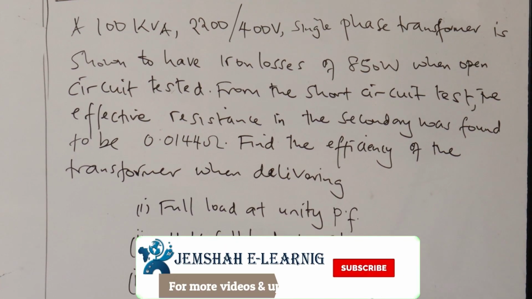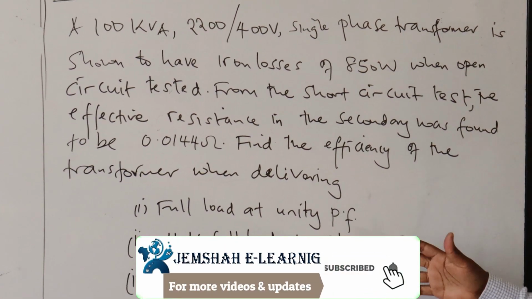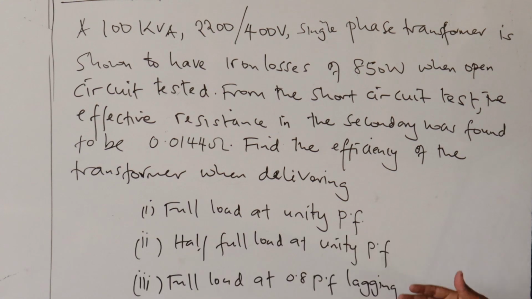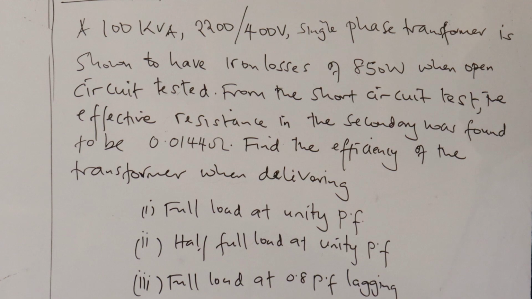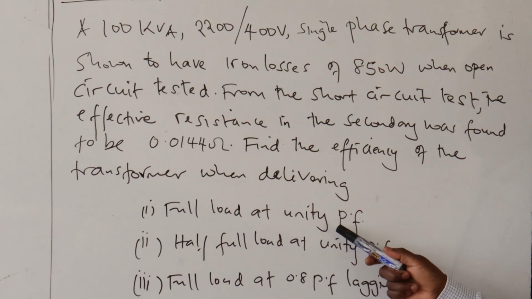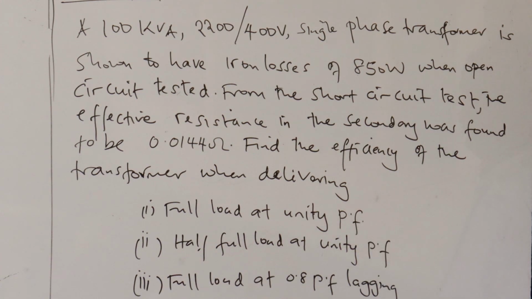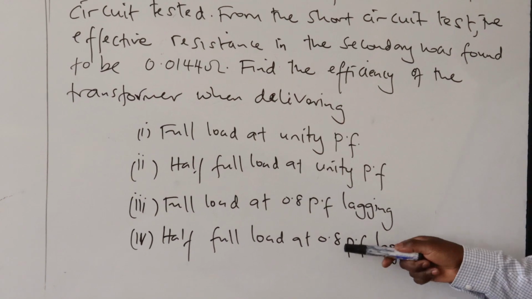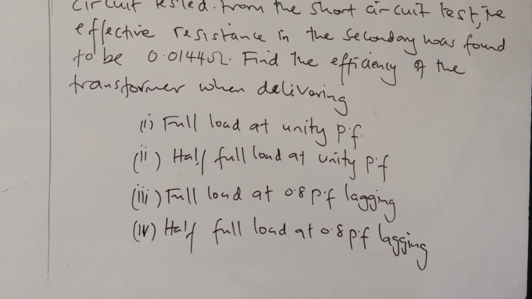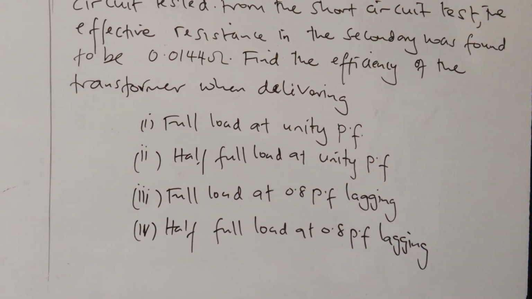So for us to determine the efficiency of this transformer, we must be able to determine the losses due to copper. Part 1 is full load at unity power factor. Then part 3 and part 4 deal with half full load at 0.8 power factor, lagging. So let us start by doing part number 1.